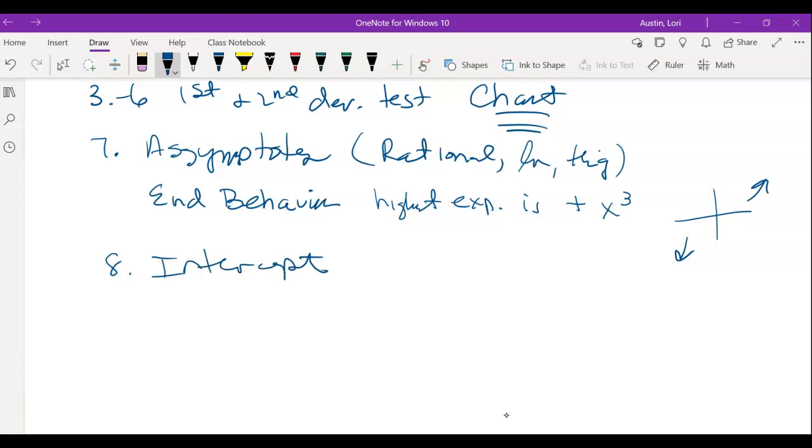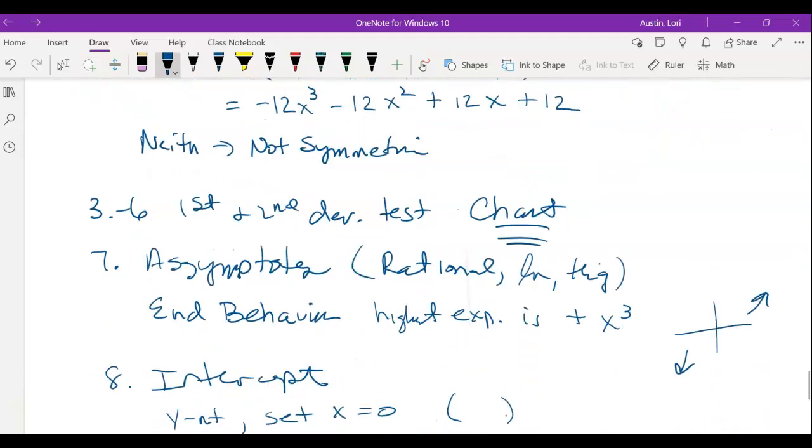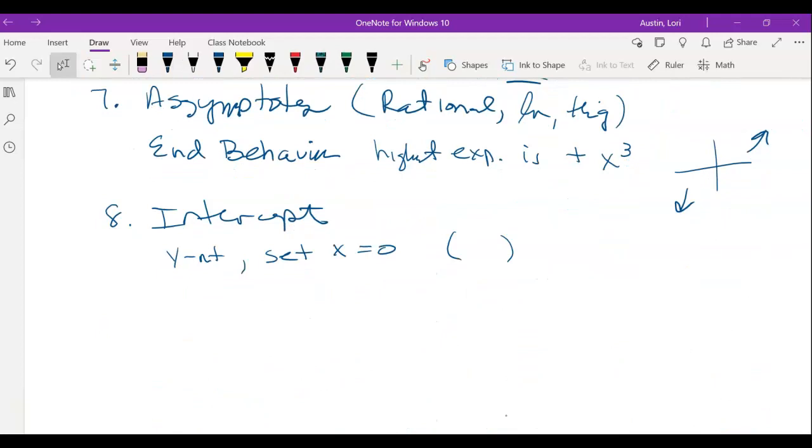It's always good to figure out your intercepts. First of all, your y-intercept is the easiest, because to get a y-intercept, you simply set x equal to 0. So what is my y-intercept for this function? I think it's 12, right? f of 0 equals 12. So it's (0, 12). Y-intercept's done.